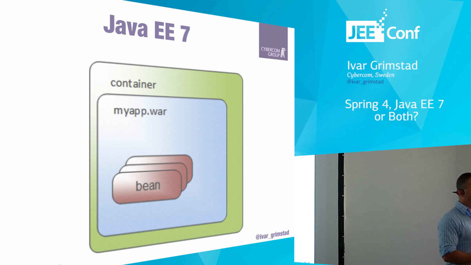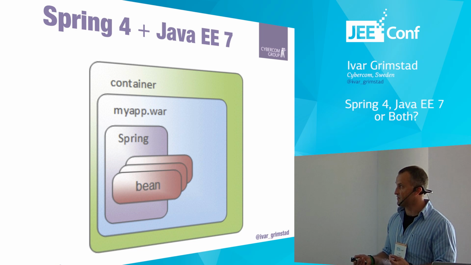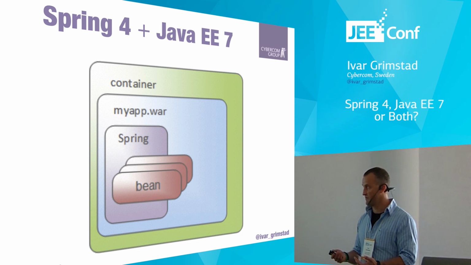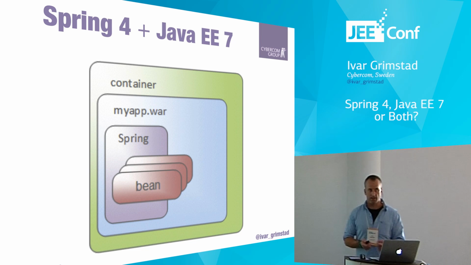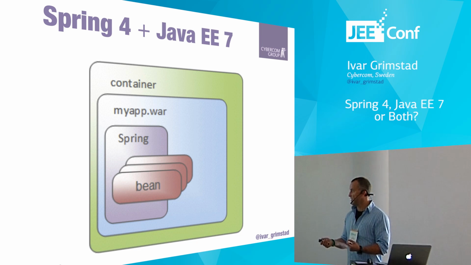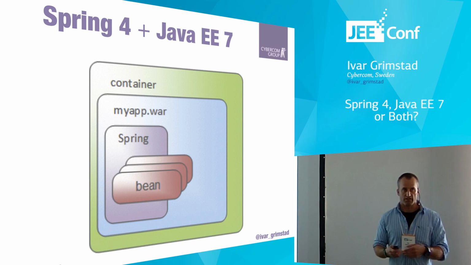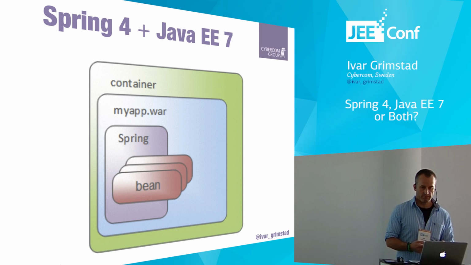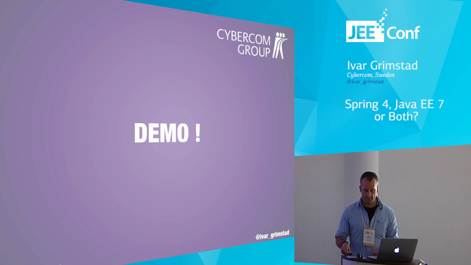So here comes the thing, if you want to combine the two approaches, you have to include the parts of the Spring container that you're actually using, and you need to deploy it in a Java EE 7 container. And you need to find out how to get your beans or classes, components to cooperate between the containers. And that brings us to the demo.